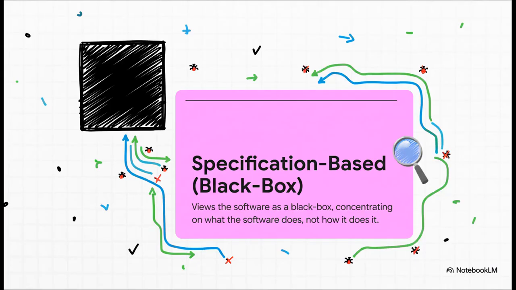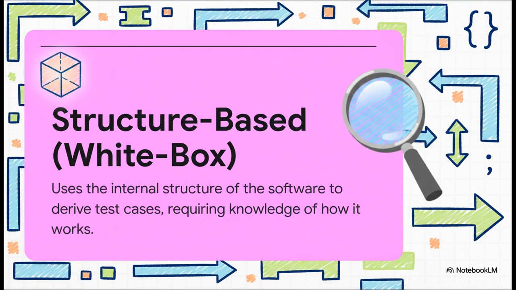First up is specification-based, but you'll almost always hear it called black box testing. Think of it like this. The software is a sealed box. We have no idea how it works on the inside, and honestly, we don't care. All that matters is if we give it a certain input, we get the correct output, based on the requirements. It's just like using a vending machine. You put your money in, you press the button for a soda, and you expect a soda to pop out. Simple as that.